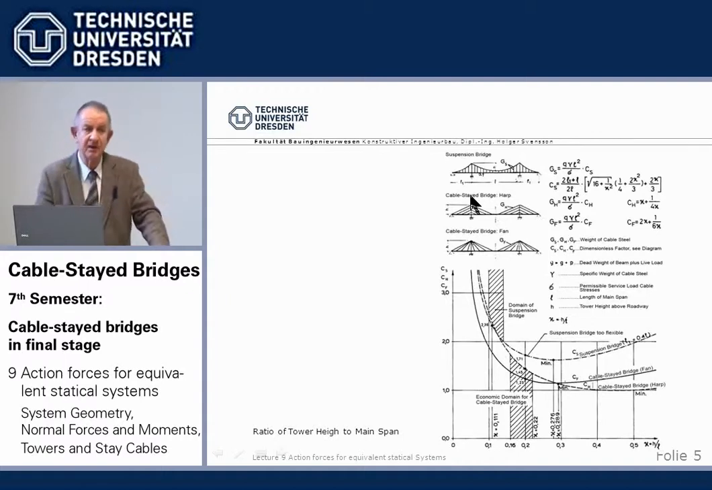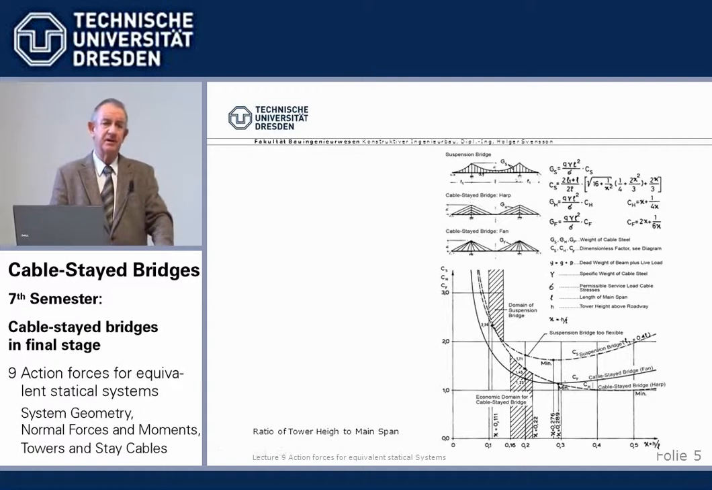Again, as I keep repeating, we want to achieve the minimum cost. In real life, we're always in competition, and the bridge which costs the minimum will win and will be built. So, what is, in this case, governing the tower height is the amount of cable steel required.